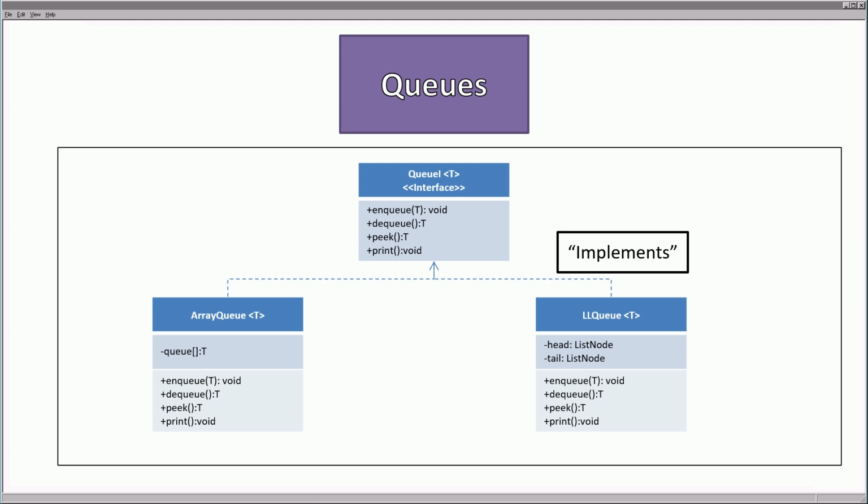Now, in order to use this, we're going to use a structure called an interface, which basically acts as a set of rules for any class that implements it. As we have this relationship that this array queue and this linked list queue implement the interface, this ensures that every implementation of this interface will have these methods built into them. So this array queue will enqueue and dequeue elements based on an array, and this one will enqueue and dequeue elements based on a linked list.